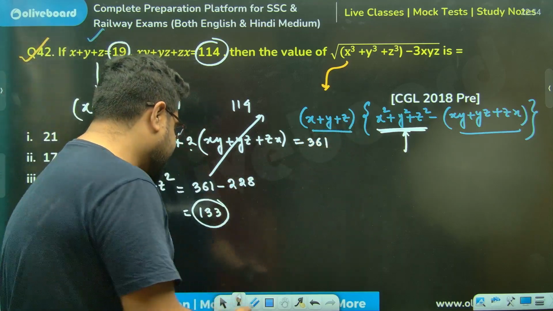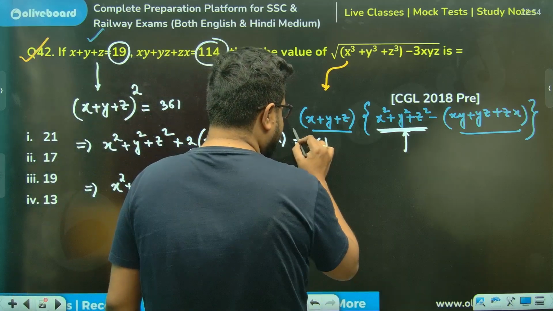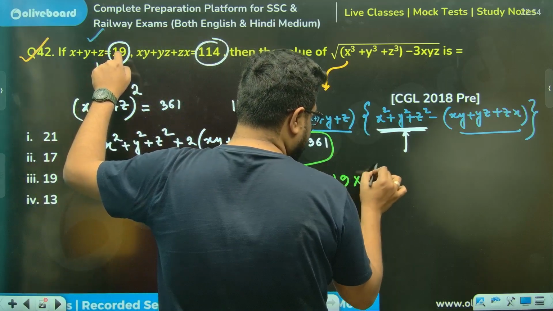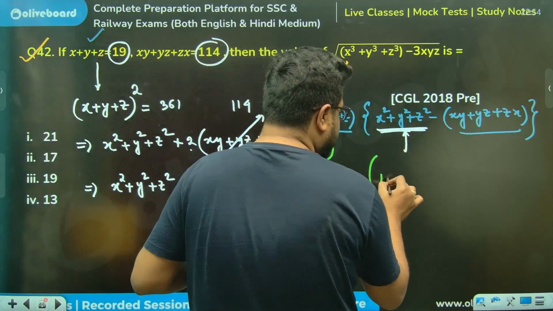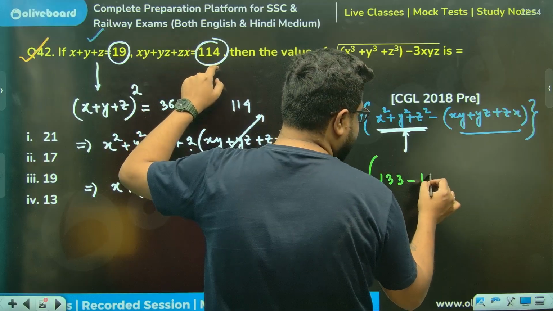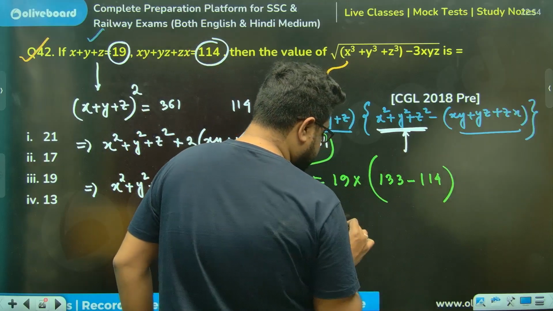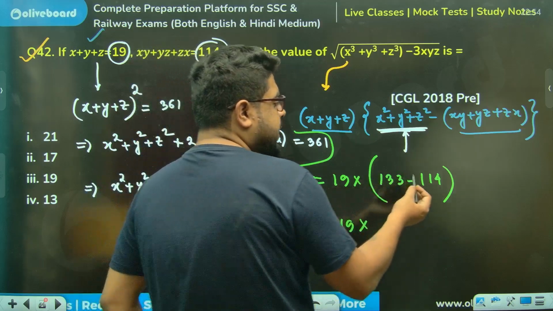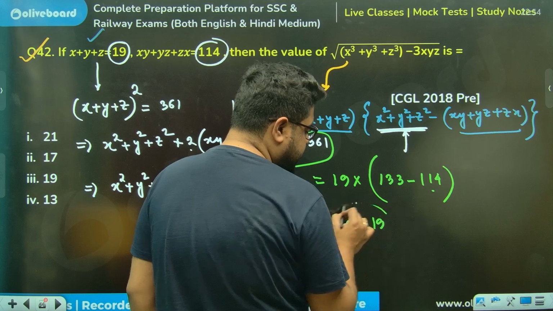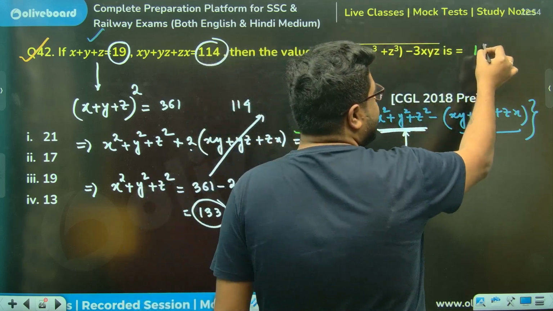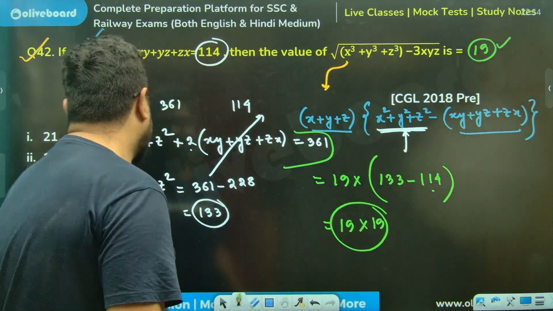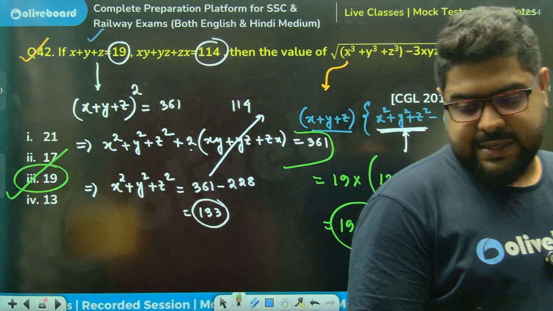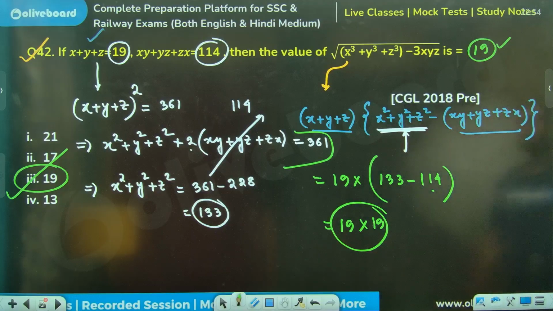Put in the values over here. Sir, that means it will be x plus y plus z, which is 19, into this thing, which we just found to be 133, minus this, which we already know is 114, sir. Just put the values. So this is going to be how much? This is going to be 114 and this is also 19. So square root is there. So the square root value will be, out of the two 19s, I'll take 19. So my answer to this question will most definitely be option number 3, sir.